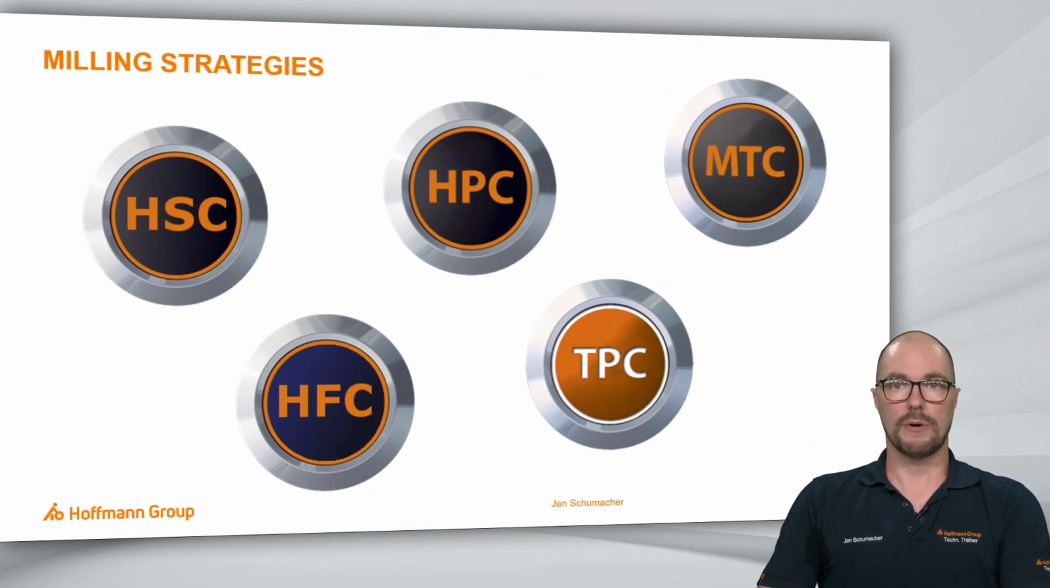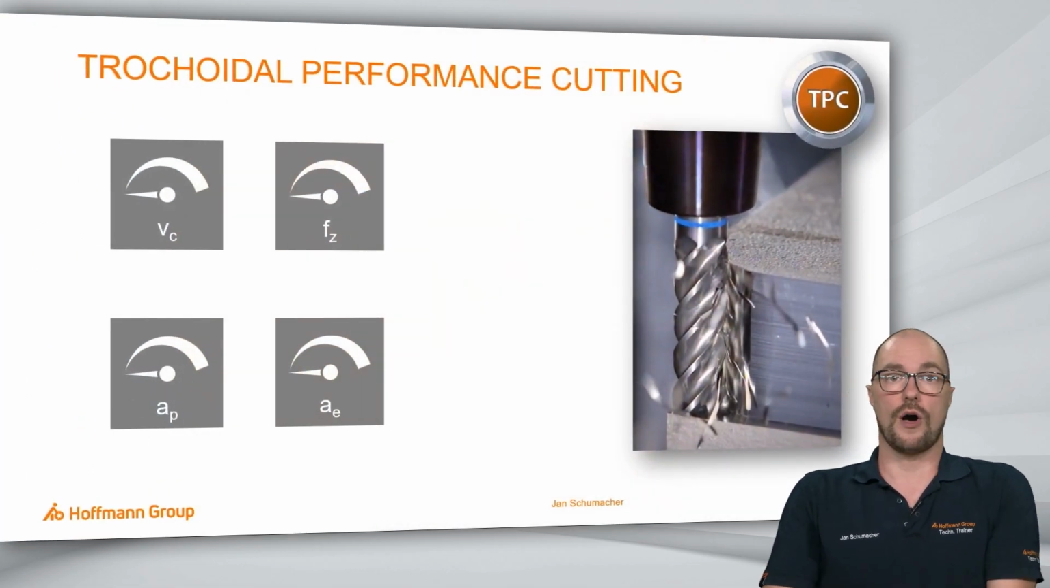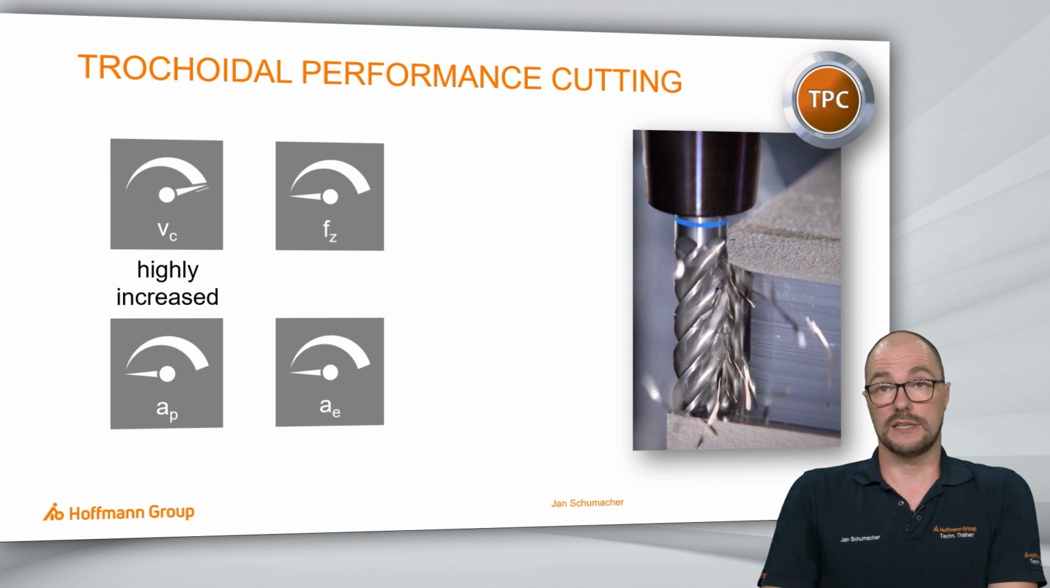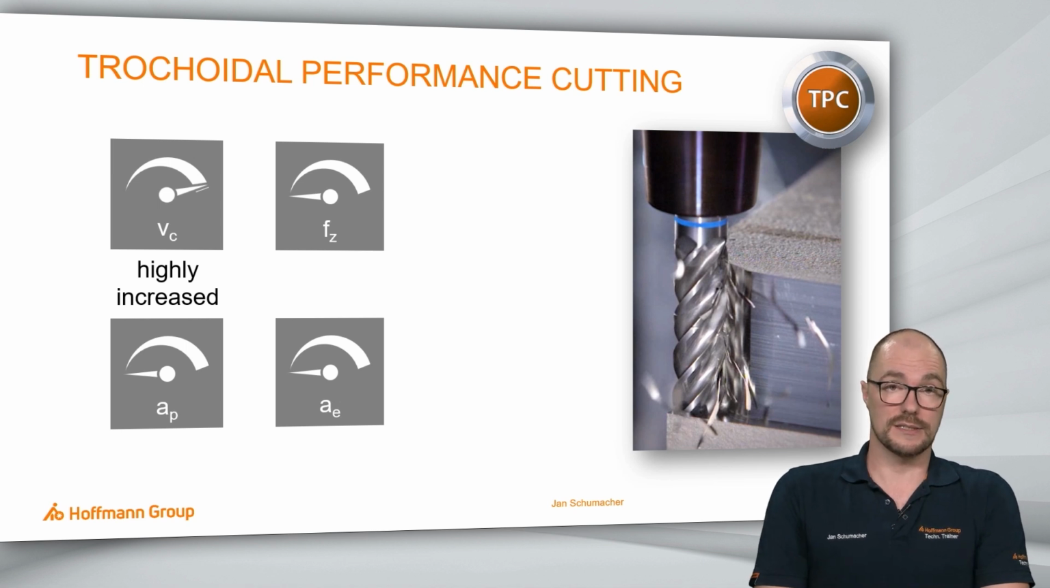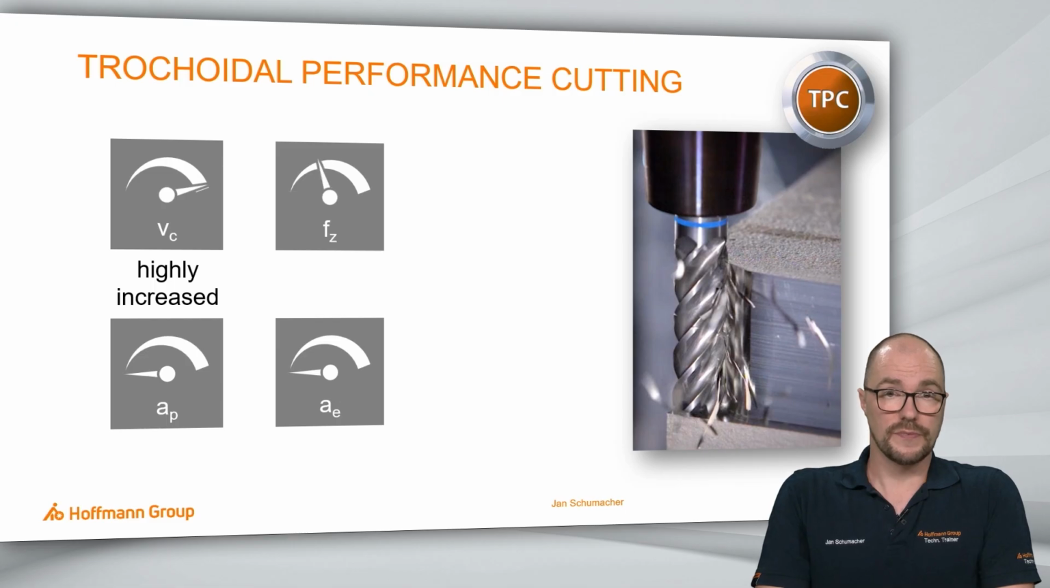Last point on our list is the TPC strategy. TPC is a Hoffmann abbreviation, it stands for trochoidal performance cutting. We operate TPC milling cutters at a highly increased cutting speed and increased feed per tooth compared to HPC.